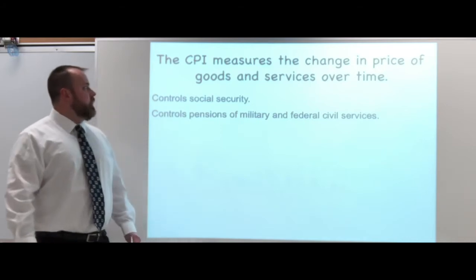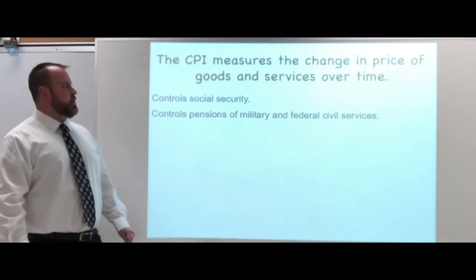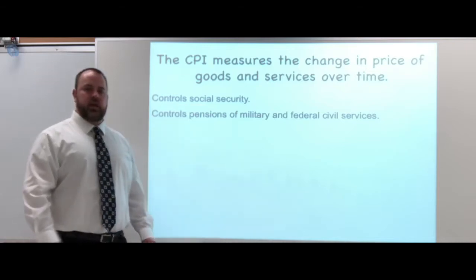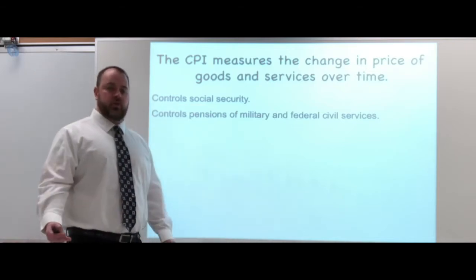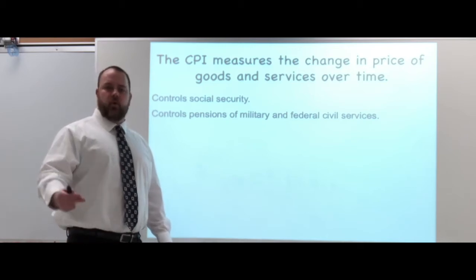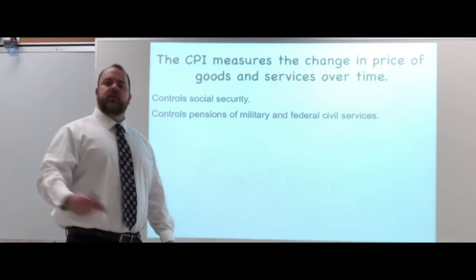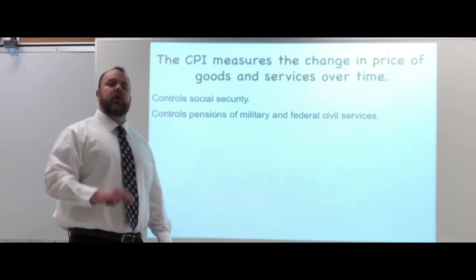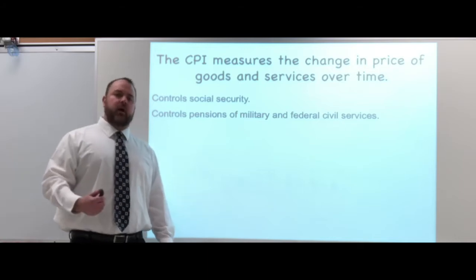The Consumer Price Index measures the change in the price of goods and services over time, and controls things like Social Security, how much people are going to be able to get from their Social Security. It's going to be things like the price of oil, the price of heating a home. These are getting more expensive, so the Social Security payouts are going to be a little more. Those are the types of things that are looked at for this.